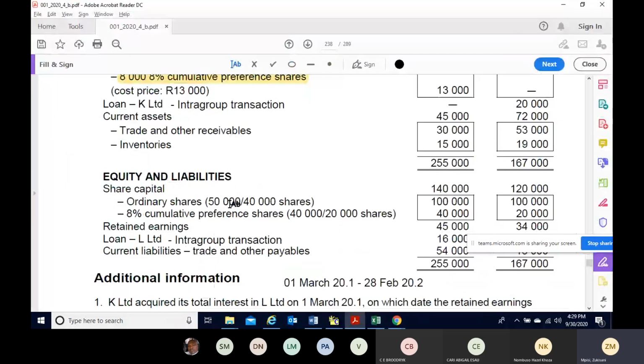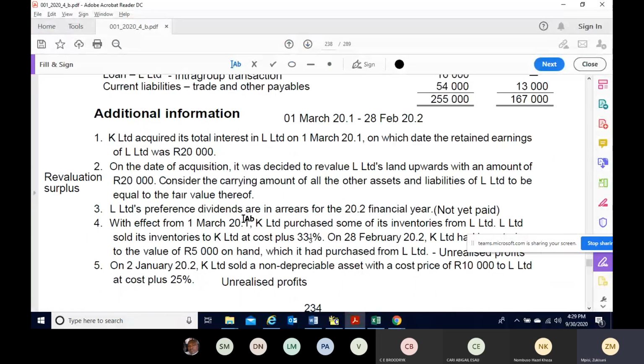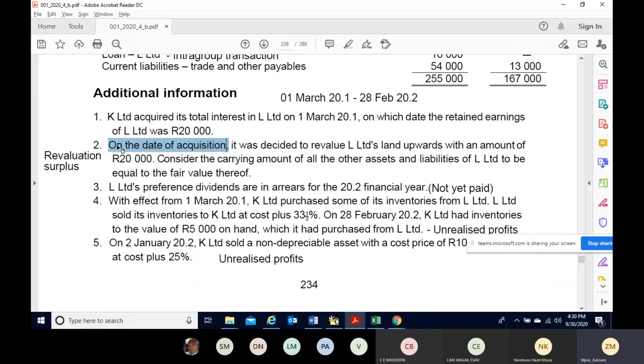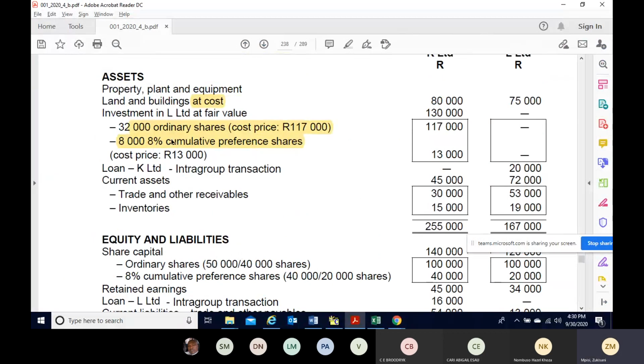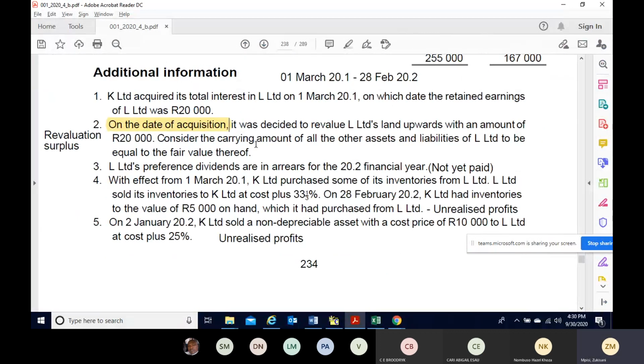Then we've got the retained earnings at acquisition. We are told that it was 20,000. Now look at the second line on the additional information. You are told that on the date of acquisition, very important that you understand that this happened at acquisition. When KLTD acquired LLTD, it was decided that the value of land, which is 80,000, was supposed to be 100,000. So then the land was valued upwards.